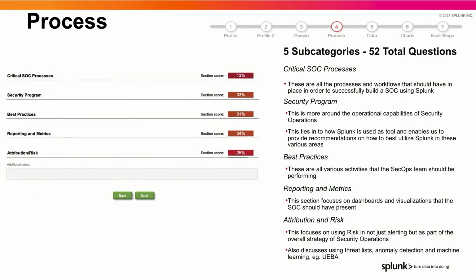And then process. This is the section that we're really going to break down today, and there are 5 key subcategories here. I'm not going to go into each one of these because I'll go into them in a couple of slides in just a minute. But the whole idea is to identify what types of critical SOC processes you have, in terms of your capabilities with these different aspects, how mature you actually are, and what types of best practices you're actually employing. Are you doing any kind of reporting and measuring the effectiveness of the SOC? And then how are you using risk as part of everything that you do within security operations?